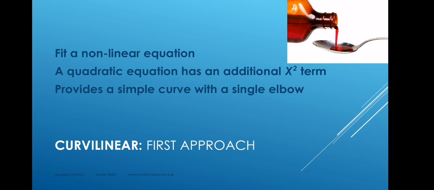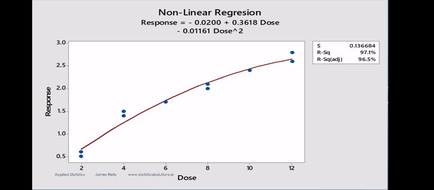So what shall we do about a nonlinear relationship? The first thing we can do with a nonlinear relationship is fit a nonlinear equation. And the simplest way to do that is a quadratic equation. So rather than just y equals a plus bx, we have y equals a plus bx plus cx squared. And that's a very simple way to deal with the problem. So we add a quadratic term, and this introduces one elbow into the equation, into the curve. And so we see there we have a curve to fit curved data.